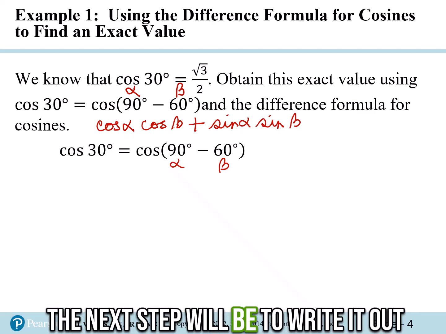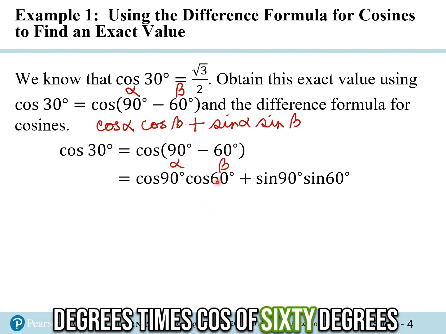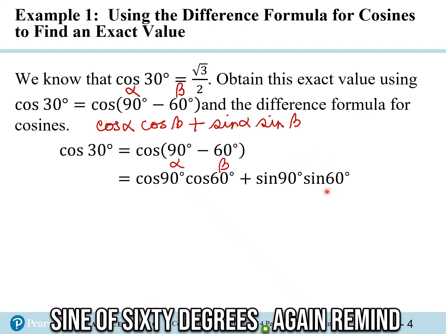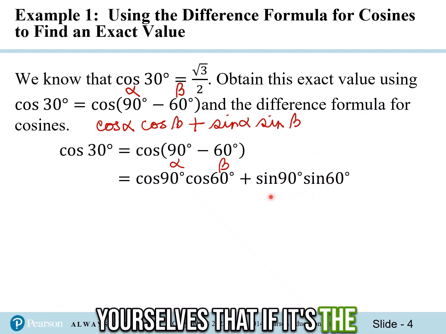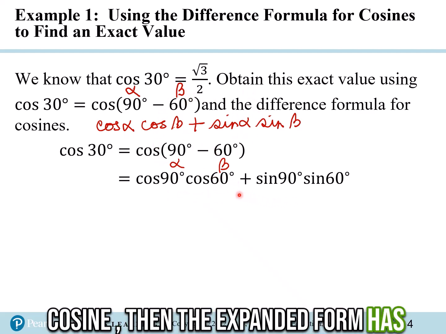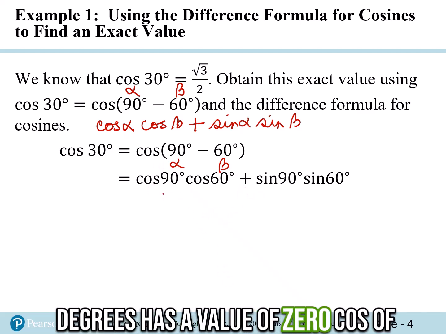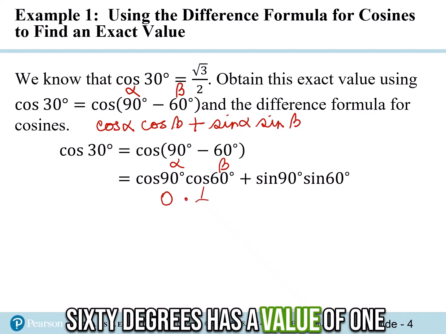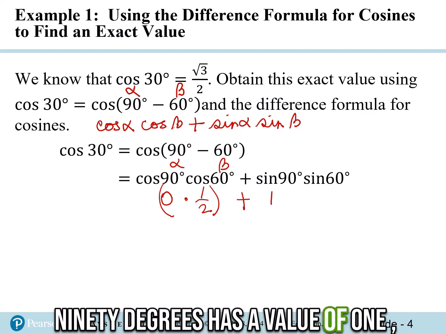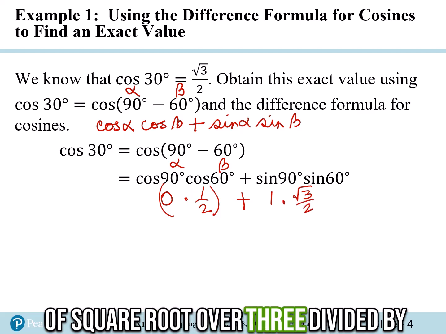And then the next step will be to write it out in expanded form. So cos of 90 degrees times cos of 60 degrees plus sine of 90 degrees times sine of 60 degrees. Again, remind yourselves that if it's the difference of two angles for cosine, then the expanded form has a plus in it. Now, cos of 90 degrees has a value of 0. Cos of 60 degrees has a value of 1/2. And then the plus sign, sine of 90 degrees has a value of 1, and sine of 60 degrees has a value of square root of 3 divided by 2.